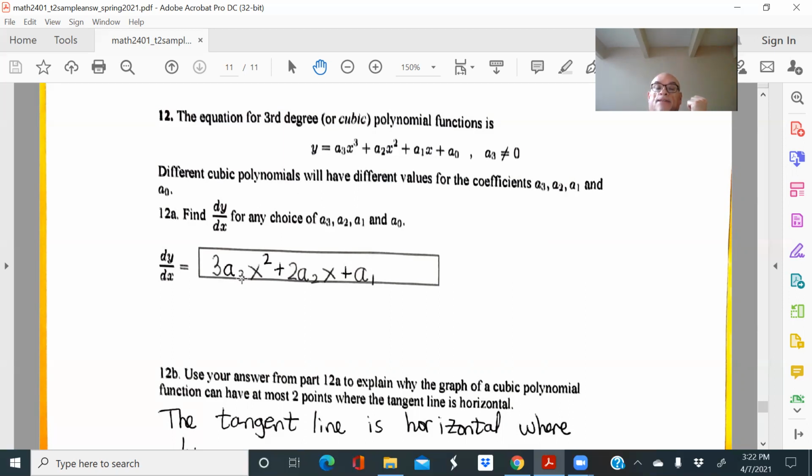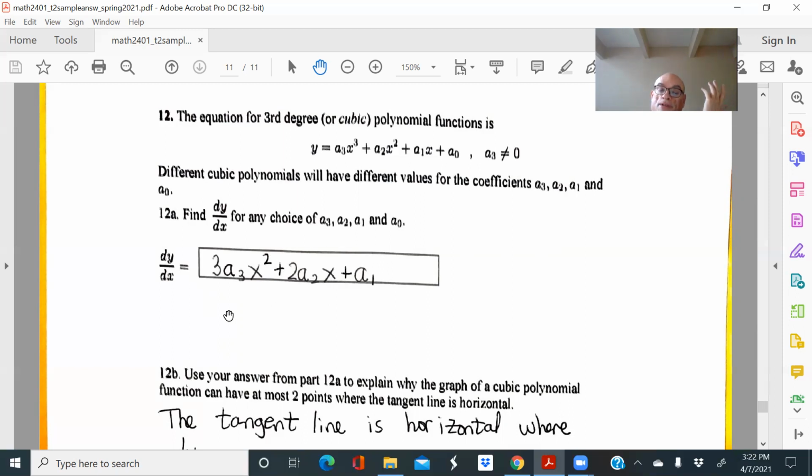To differentiate this first term, just bring the 3 down. So you get 3 times a sub 3 times x squared, right? Subtract 1 from the exponent. For the second term, bring the 2 down. So you get 2 times a sub 2 times x. And for the third term, since this is just a constant times x, you're going to get just a1. And since a sub 0 is a constant, its derivative is 0. So in the derivative, the a sub 0 does not appear. Here's what its derivative in general is going to look like for any cubic polynomial: 3 times a sub 3 times x squared plus 2 times a sub 2 times x plus a sub 1.